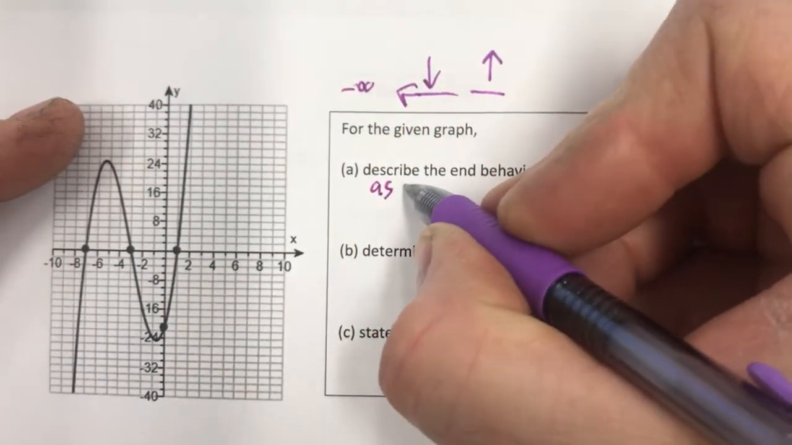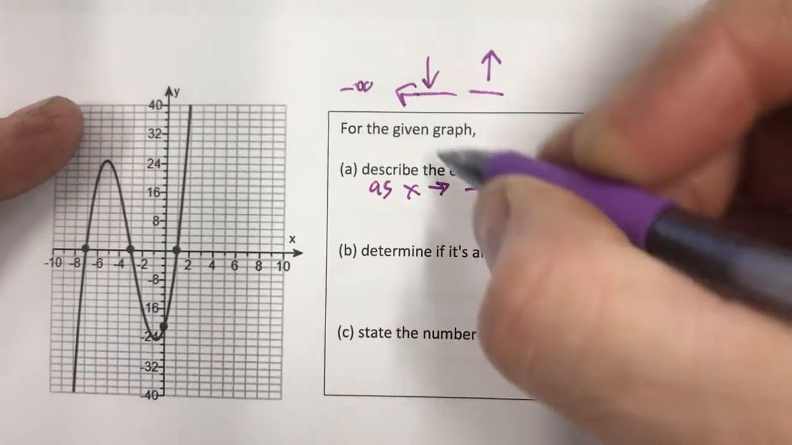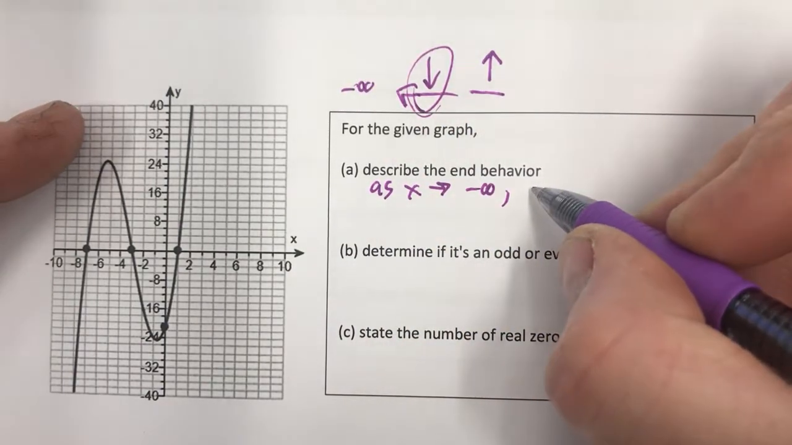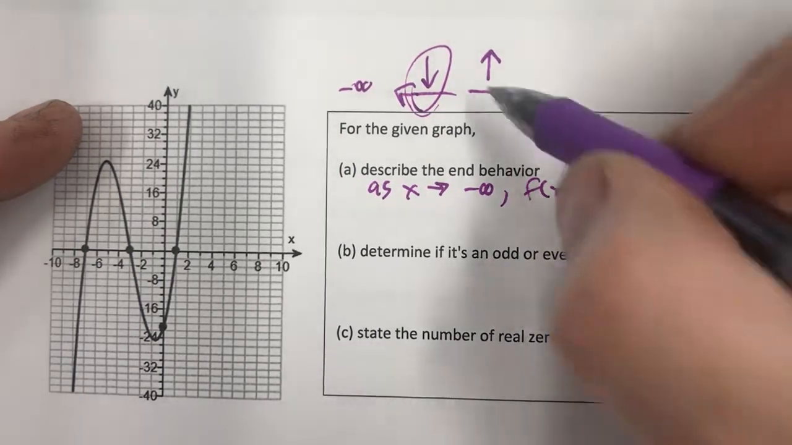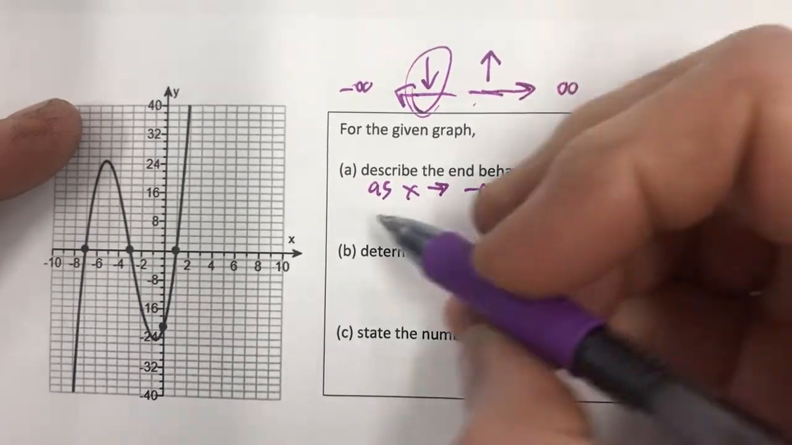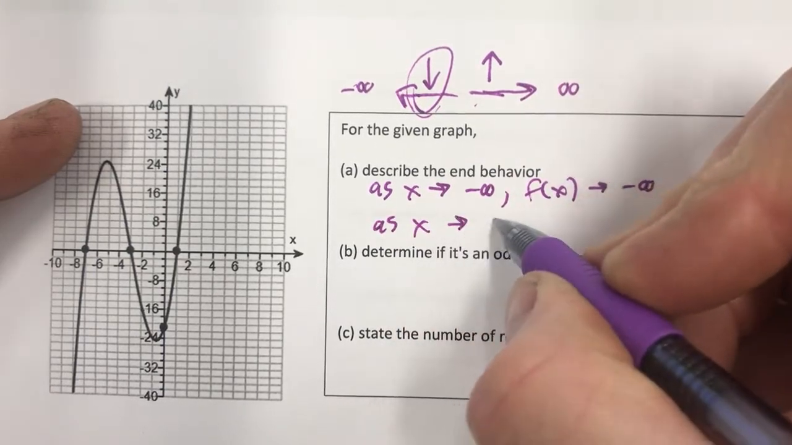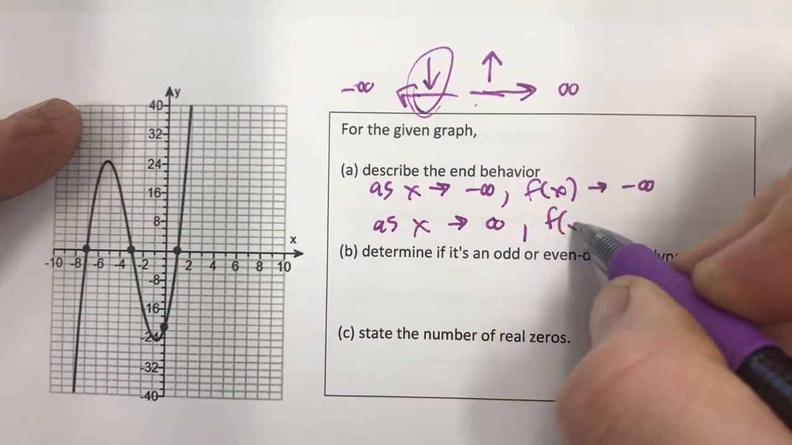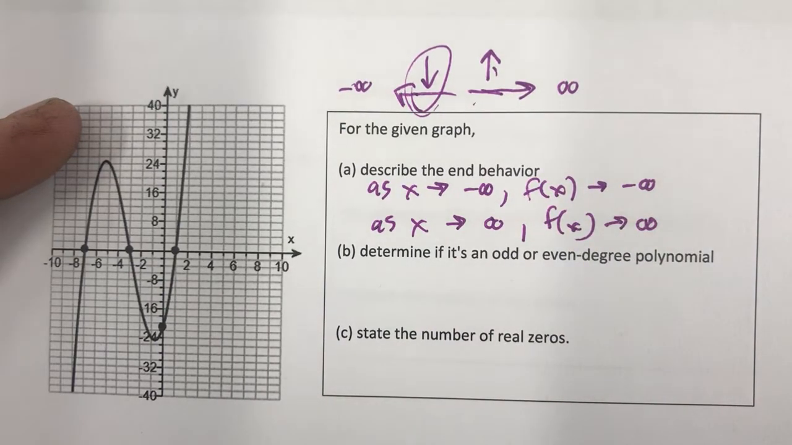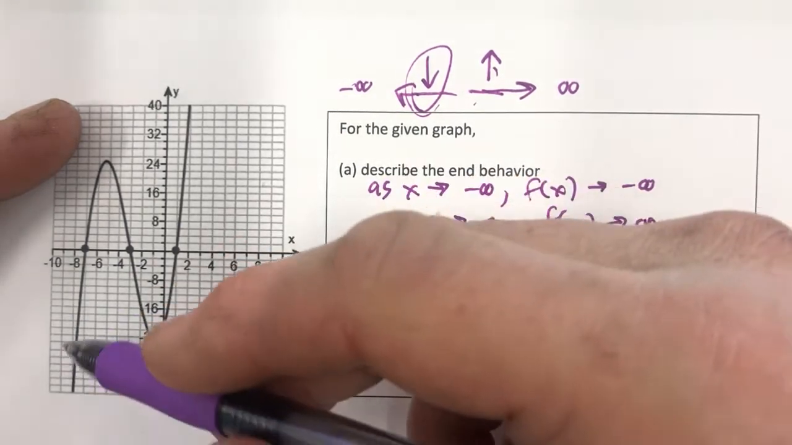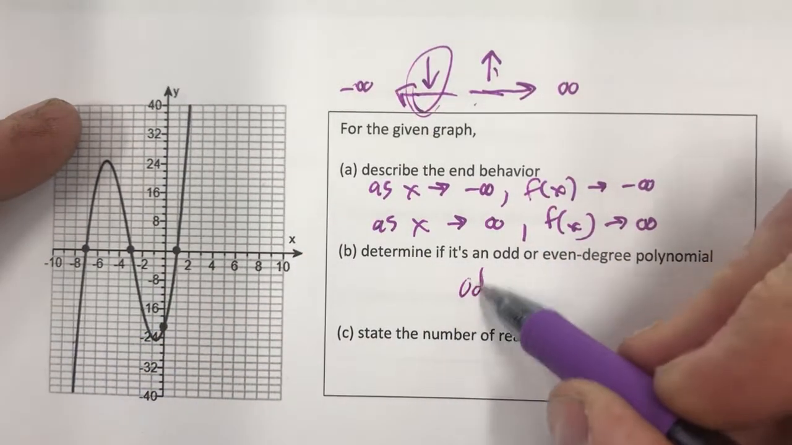So as x approaches negative infinity, the function of x is going down. So that means the function of x approaches negative infinity. This one here, we're going to positive infinity. So as x approaches positive infinity, the function of x is going up, so that approaches positive infinity. Okay, this is going down, that's going up, so this is odd.